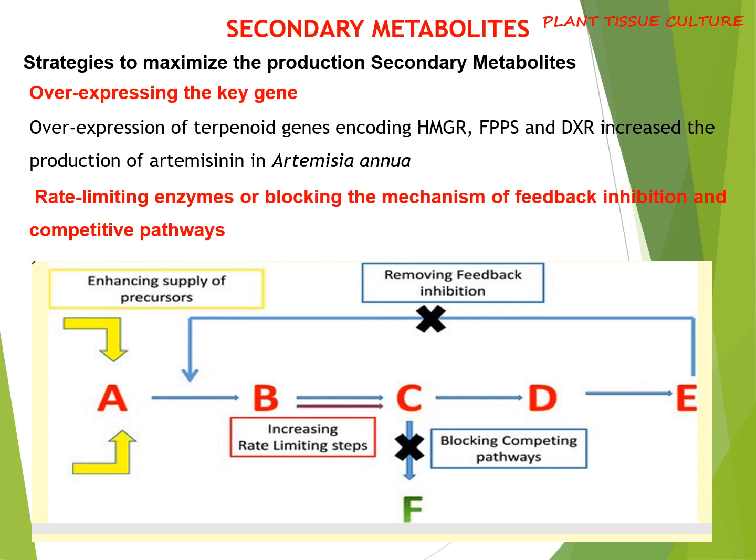Third, block the competitive pathways. That is, in this example, metabolite C is utilized for the production of both metabolite D and F. Blocking the competitive pathway of conversion of C to F, we can increase the amount of metabolite D, thereby enhancing the production of E. Lastly, removing any feedback inhibitions in the metabolic pathway.